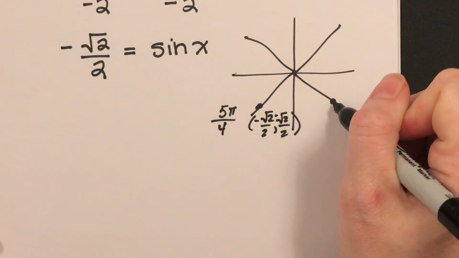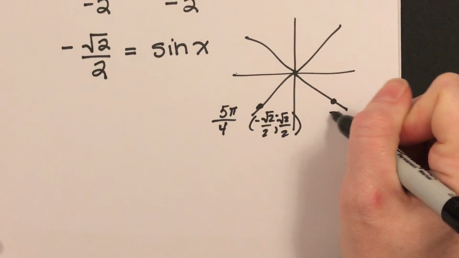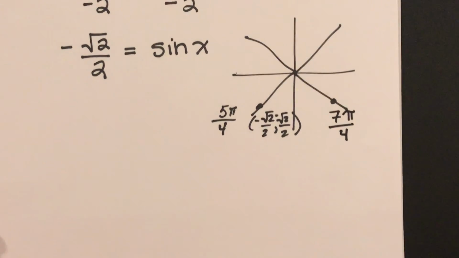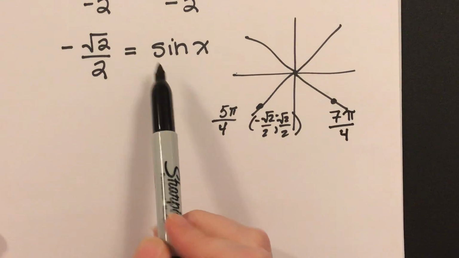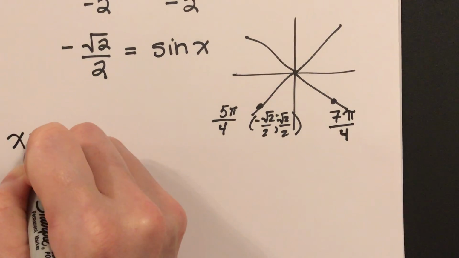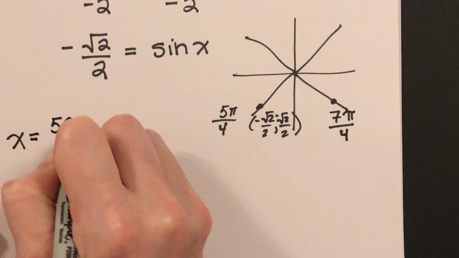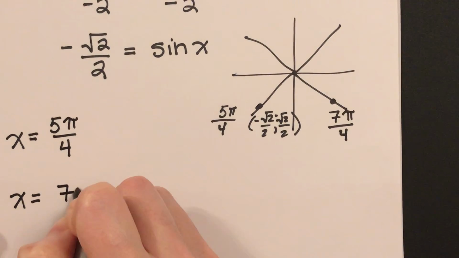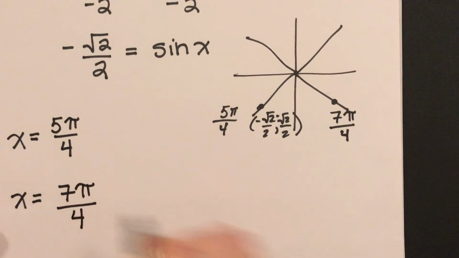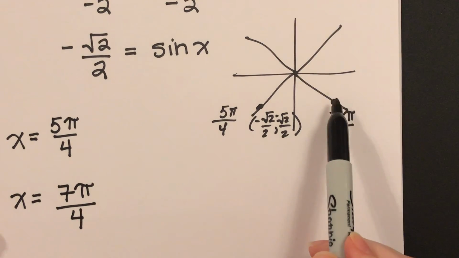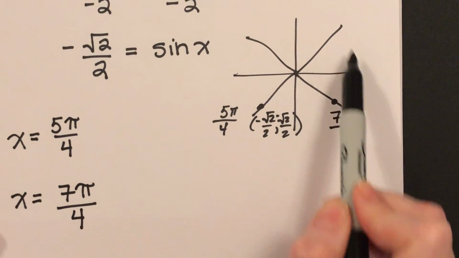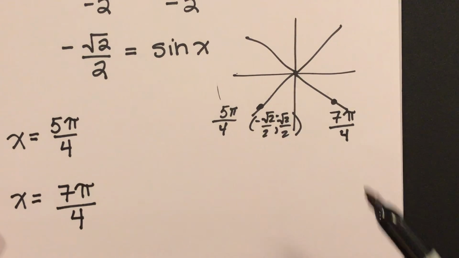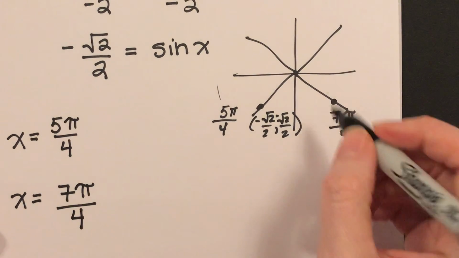So we also have a negative y value here at 7 pi over 4. So we've got two answers for x. So x could equal 5 pi over 4, and x could also equal 7 pi over 4. But remember how we talked about the coterminal angles, how if you went around again, you could get back to this same angle? That's what the infinite solutions is all about.